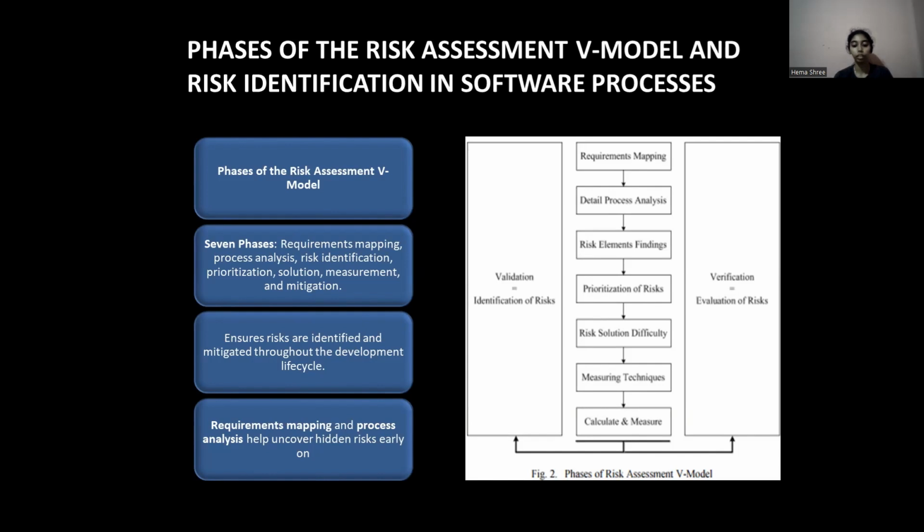In the requirement mapping phase, risks related to unclear or conflicting requirements are identified early in the process. Process analysis helps further break down business processes to uncover hidden risks. Risk identification and prioritization ensure that the most critical risks are addressed first, while risk solutions and measurement techniques provide a structured way to mitigate and measure risk impacts.